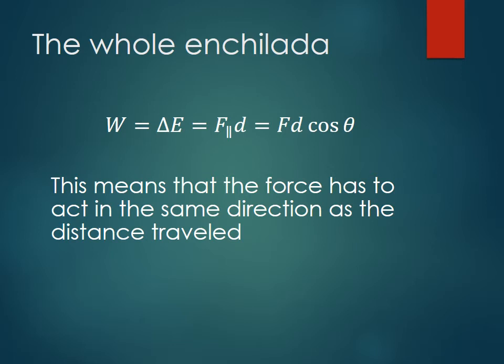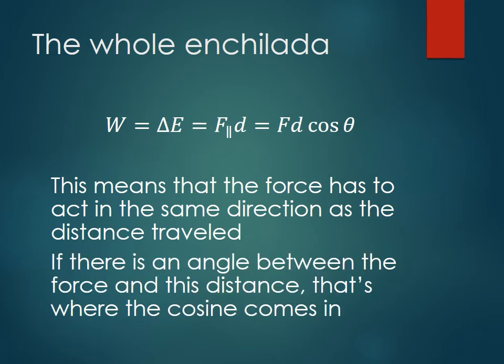So when we were putting the weight on the spring, the weight did work on the spring to stretch it out, and that was parallel to the direction that it stretched. So that's what that's talking about. We'll talk about some specific cases later on. So if there is an angle between the force and this distance, that's where the cosine comes in. And we'll see another example of that later as well.